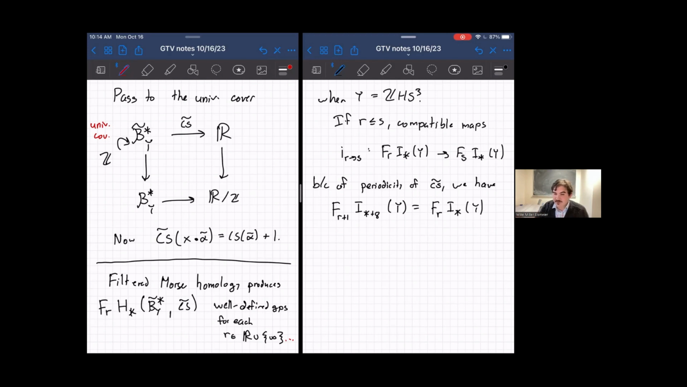However, the filtration and the grading are kind of affinely related. If I increase the grading by 8, my filtration goes up by 1. In other words, the R plus 1 filtered part of the degree D plus 8 homology is the R filtered part of the degree D homology. And that's compatible with all this other structure.